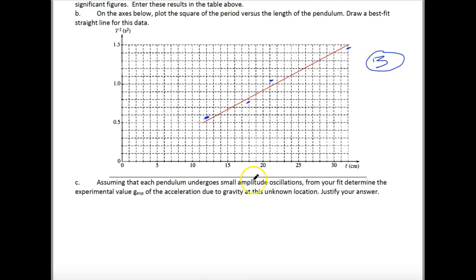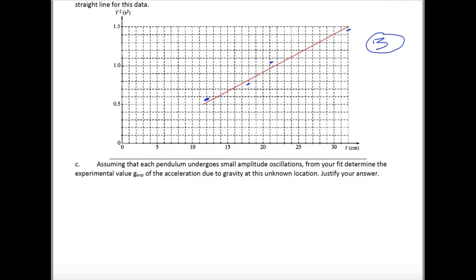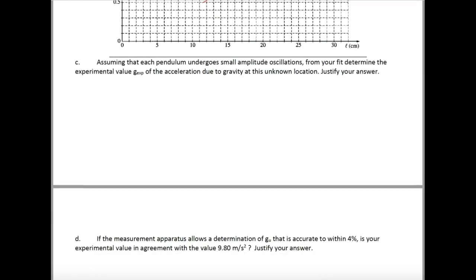Now it says, assuming that the pendulum undergoes small amplitude oscillations. Because of that, we know that it should follow simple harmonic motion. We shouldn't have any damping or anything else.